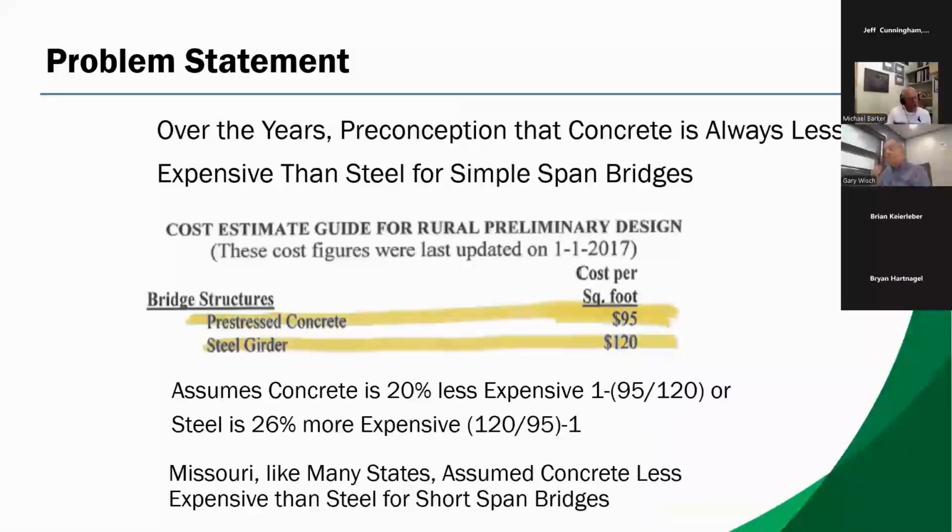And Missouri was one of these. Now, Missouri is a very good bridge state. I'm going to talk about them a little bit later also. But Missouri, like many states, assumed concrete was less expensive than steel for short span bridges. In fact, in some of their guidelines for rural design, they had that if you're planning to build a steel bridge, assume $120 per square foot. And if it's a pre-stressed concrete one, $95. Well, no wonder we weren't building very many steel bridges, with concrete being 20% less expensive or steel being 26% more expensive.